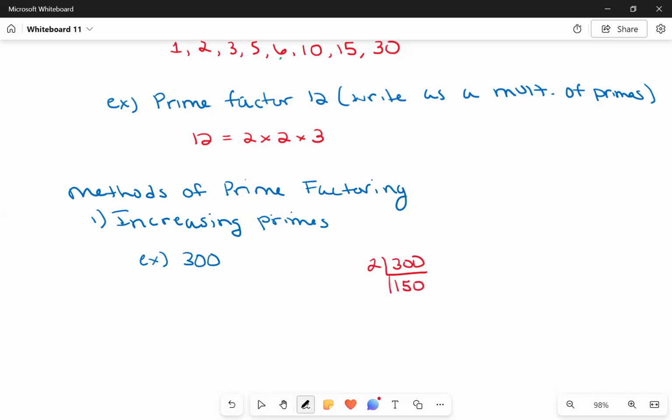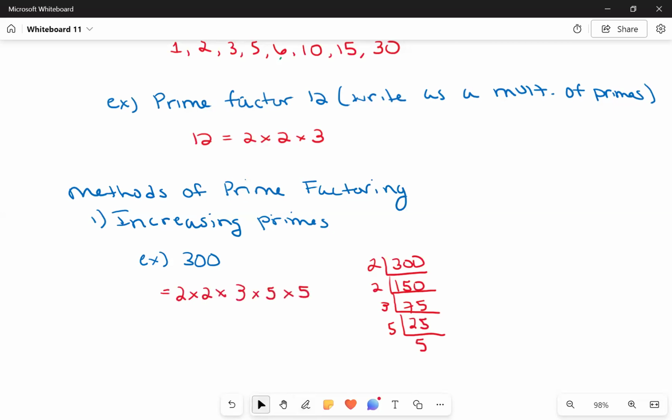And then I'm going to divide by 2 again. So 2 goes into 150 and gives me 75. Okay. And now I know 2 doesn't go into 75. So I would switch to 3. So 3 does go into 75 25 times. Now 3 doesn't go into 25, so I switch to 5, the next prime number. And that would give me 5, which is a prime. And there we are, I'm done. So the prime factorization is 2 times 2 times 3 times 5 times 5.